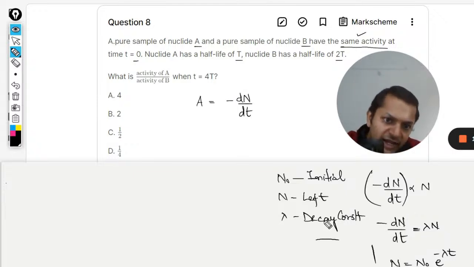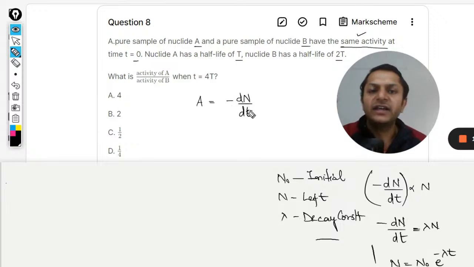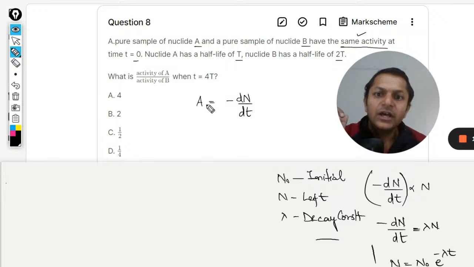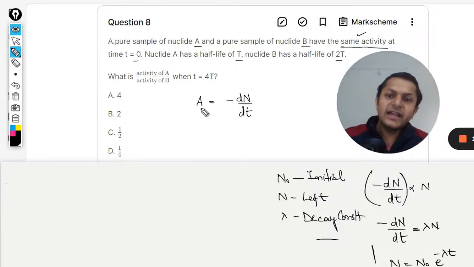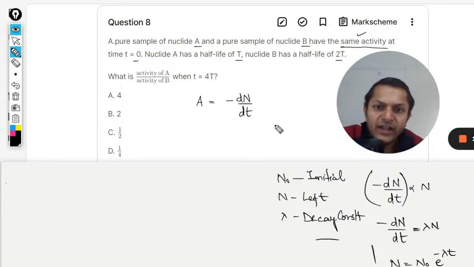But this factor, negative dN by dt, is taken to be A, and A is the activity of the radioactive sample. Activity means which radioactive sample is having more speed of disintegration. If somebody is having more speed of disintegration, we just say that the activity is really very high. So A is the activity. Eventually, this negative dN by dt comes out to be equal to lambda N. N can be written as N naught e, that will be written here.